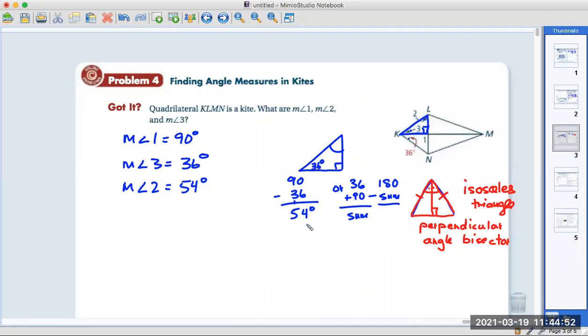Okay, now if this right here confuses you, if you're like, what, she's never done that before, I'll do it this way. 36 plus 90 is 126. And then 180 minus 126 is 54. It's the same number, notice. Okay, this is shorter. So now we got all our answers. What are measure 1, 2, and 3? 1, 2, and 3. Yep. Okay.